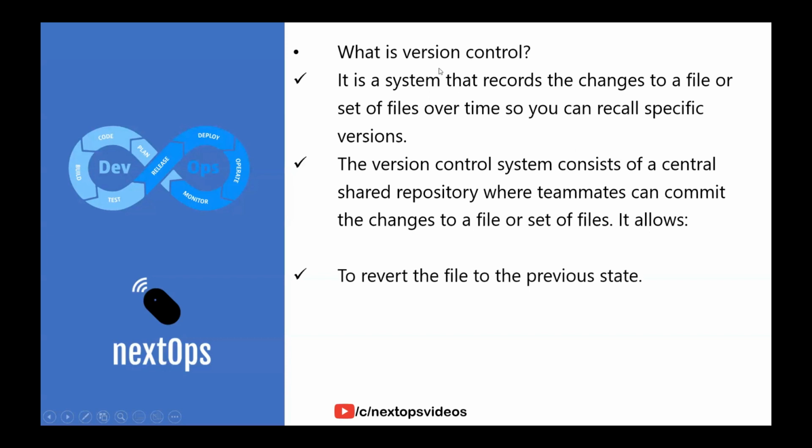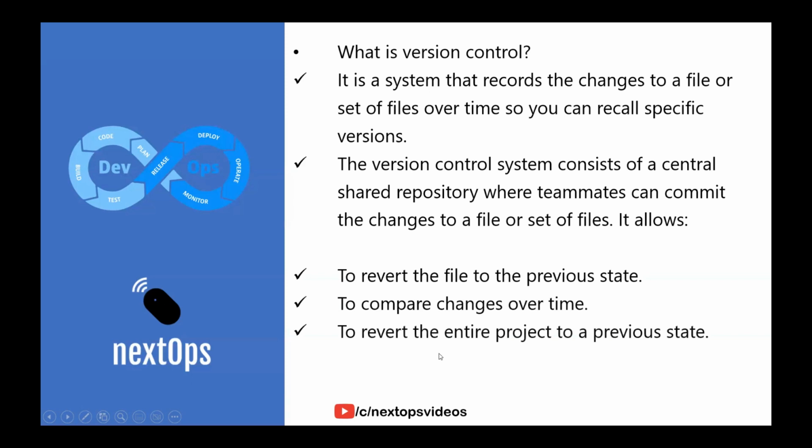Usually, a version control system allows you to do the following things: to revert a file to a previous state, to compare changes over time, to revert the entire project to a previous state, and to see who modified something in the files.